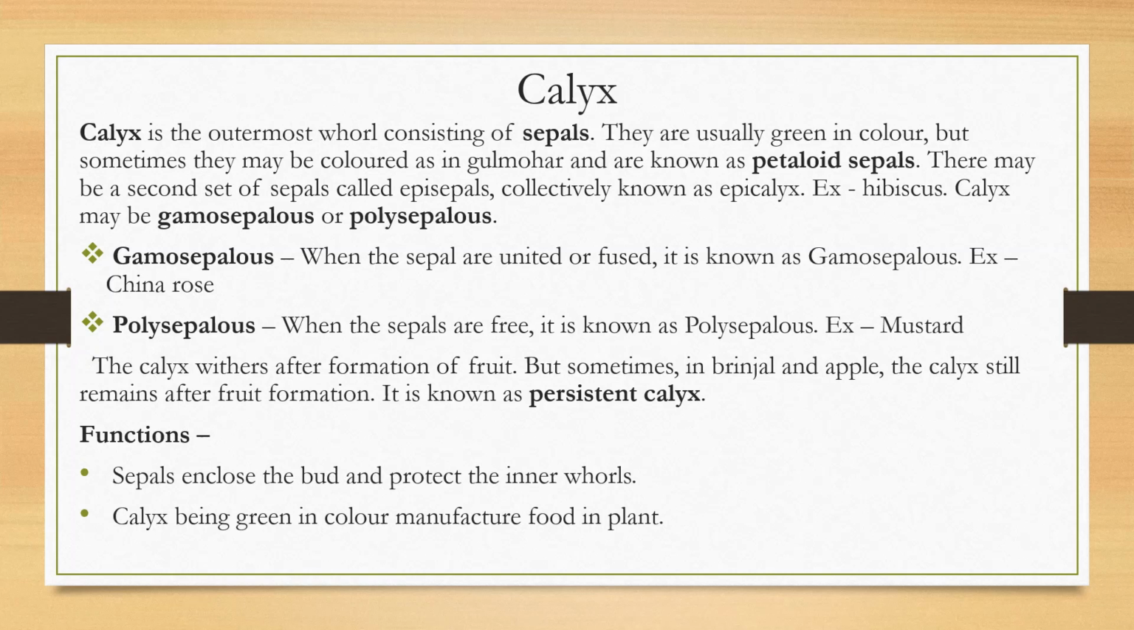Functions of calyx are: sepals enclose the bud and protect the inner whorls. Calyx being green in color manufactures food in plant.